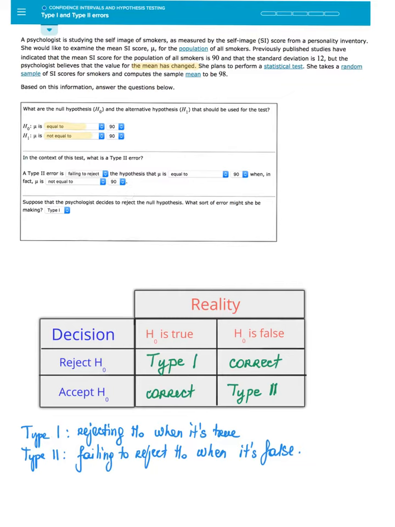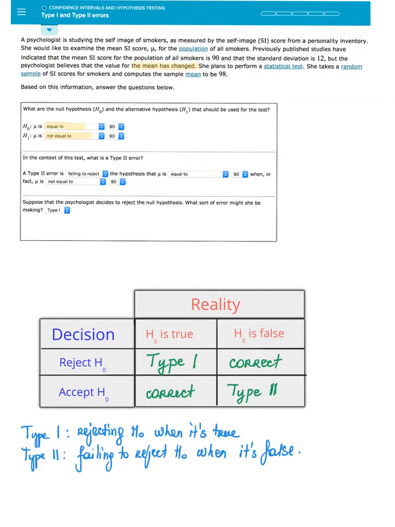Next question, suppose that the psychologist decides to reject the null hypothesis. What sort of error might she be making? Please understand, we are not claiming that she made a mistake. We're just saying if it was a mistake to make this decision, what kind of mistake it was. Is it a type 1 or type 2 error?